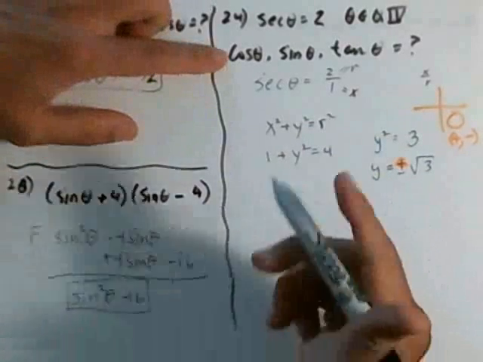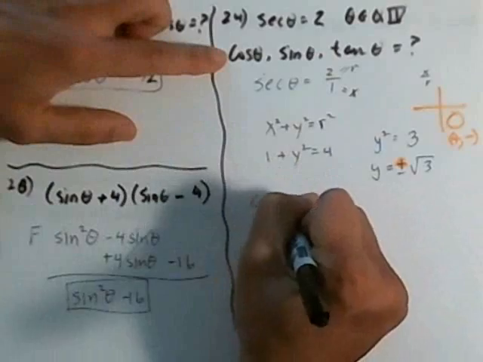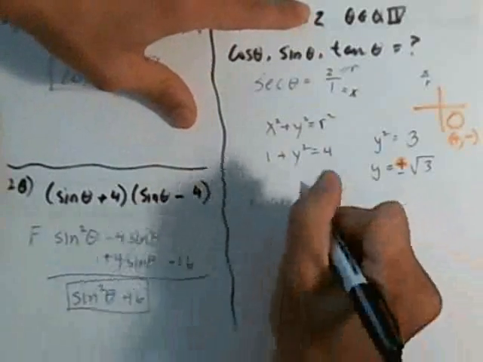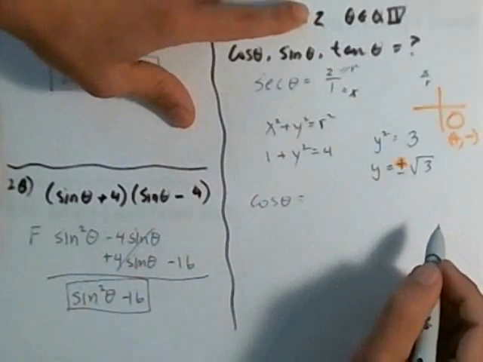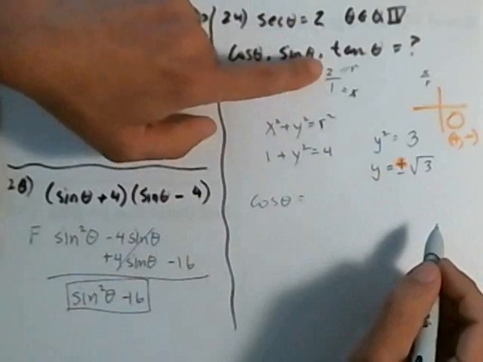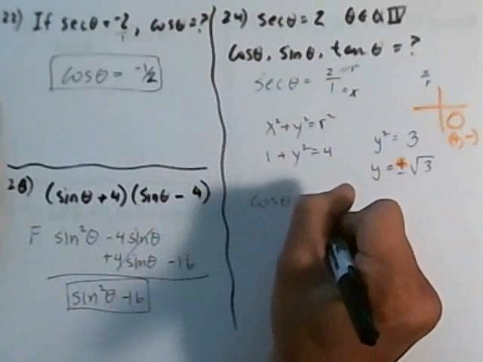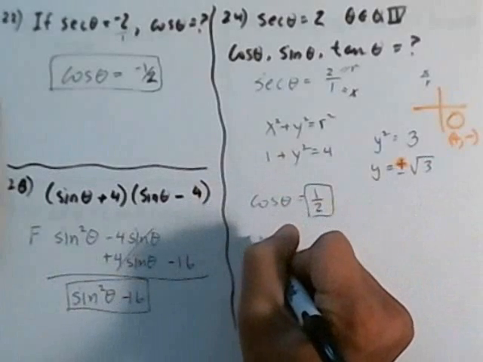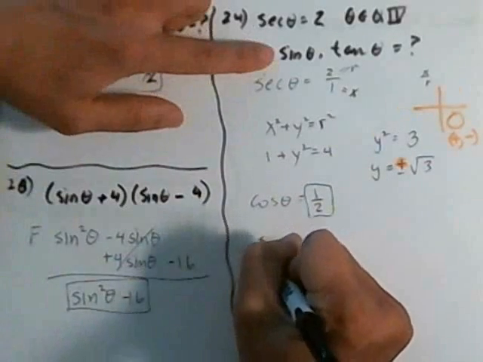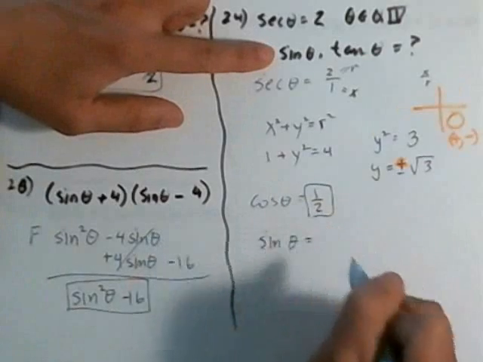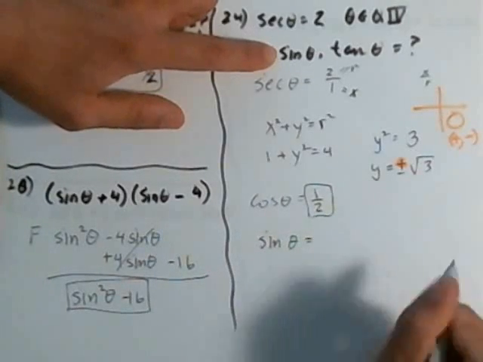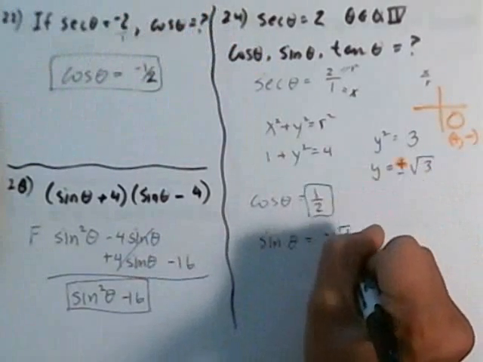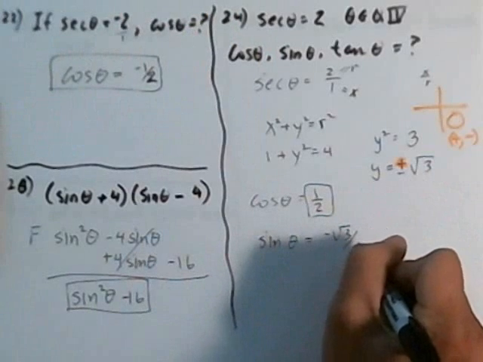Now I want you to find the cosine of the angle. Of course, it's going to be x over r, which is 1/2. What's the sine of theta? Sine of that angle is going to be y over r. Y is negative root 3 over r. What's the radius? It was 2.